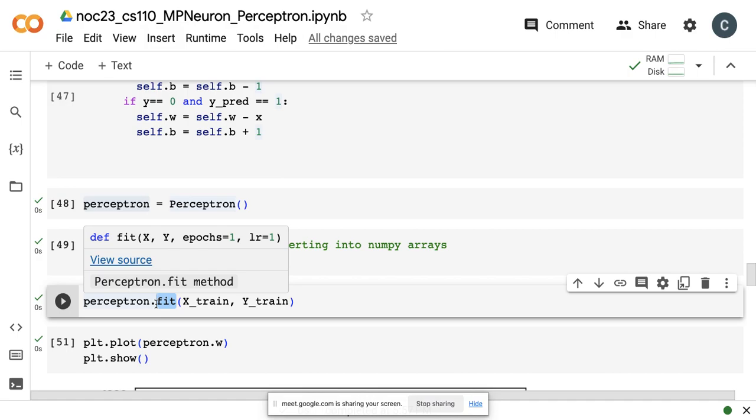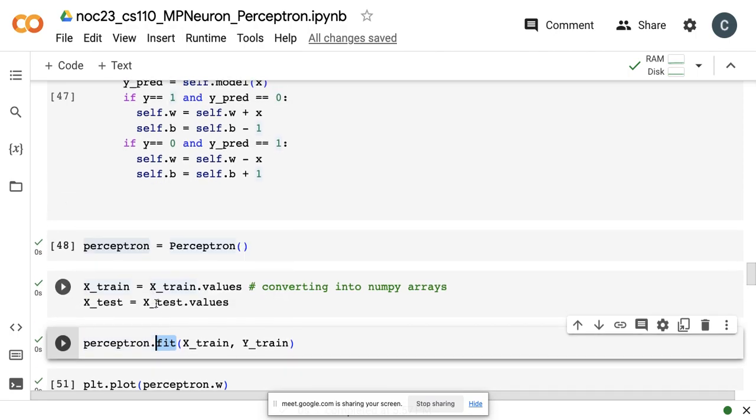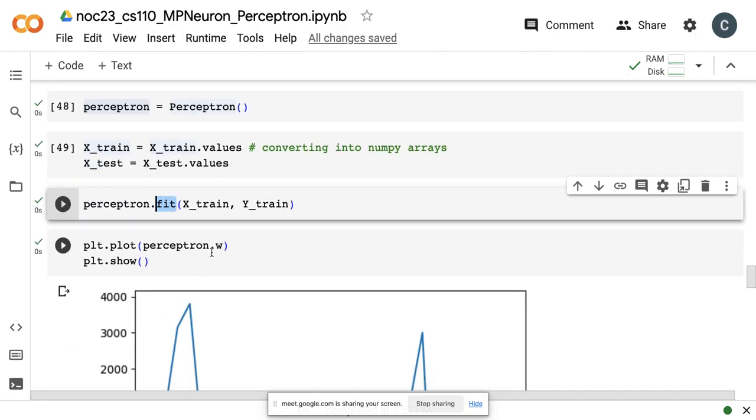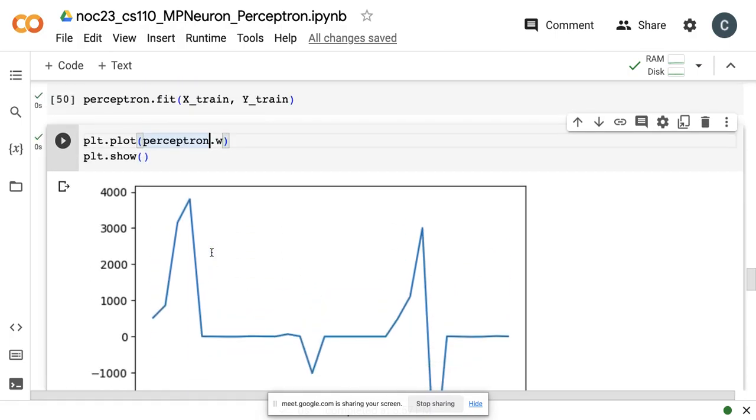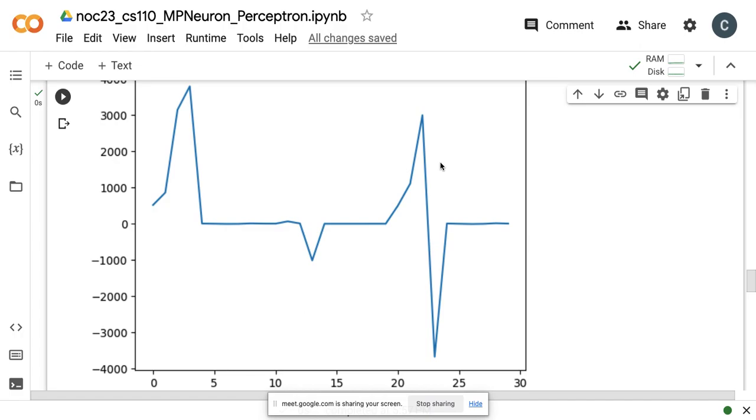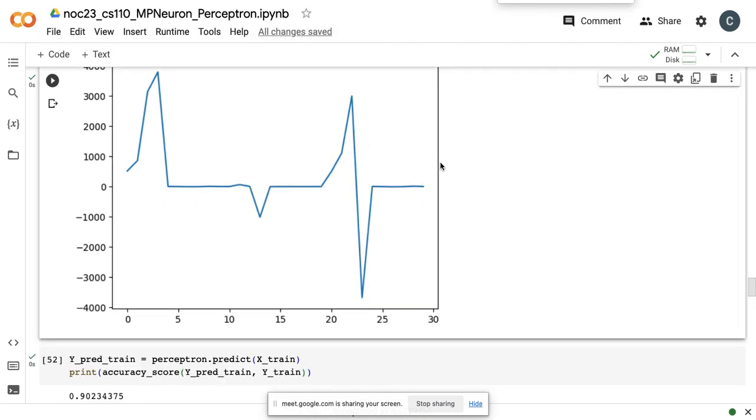So whenever we say learning algorithm, it is basically finding the parameters w and b in the case of Perceptron. In any other case, it will find approximately good values of the parameters which are going to be used in that mathematical model. Okay, and then we plot the w.